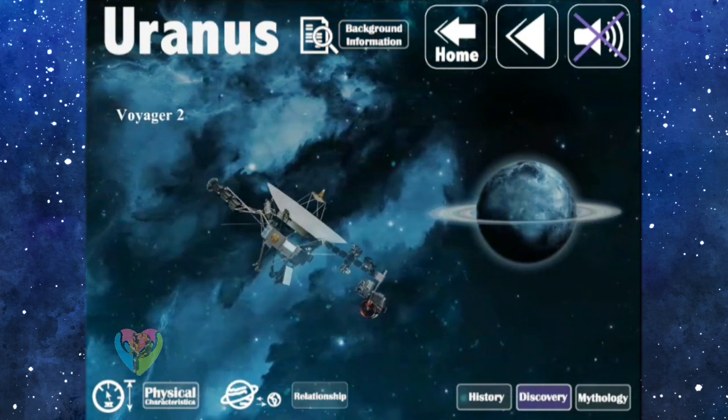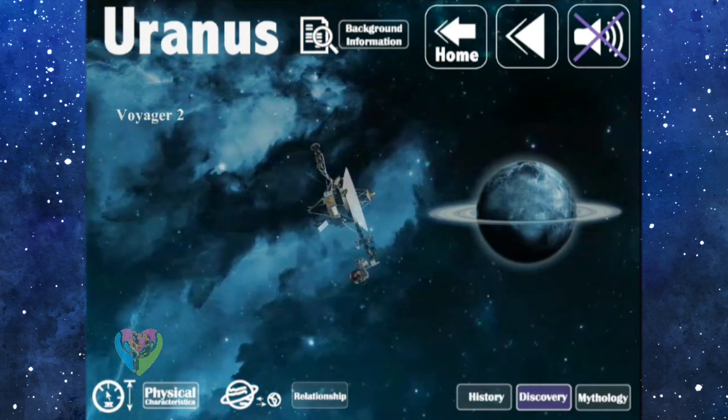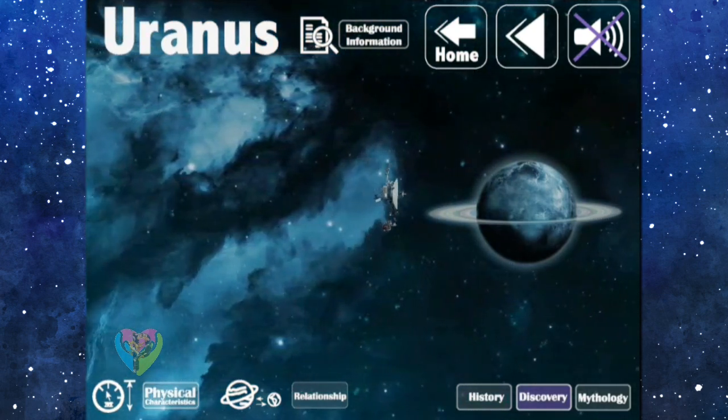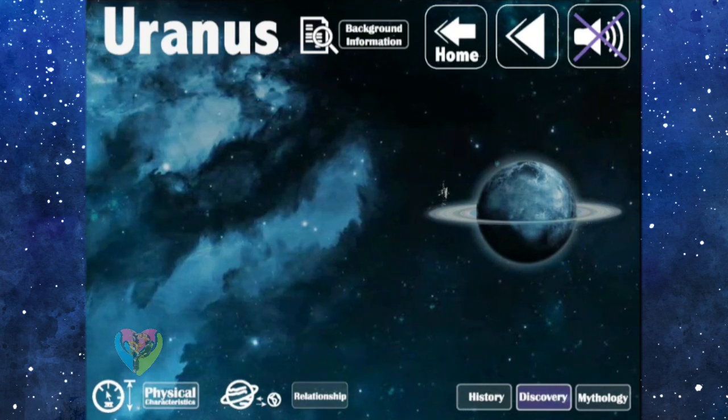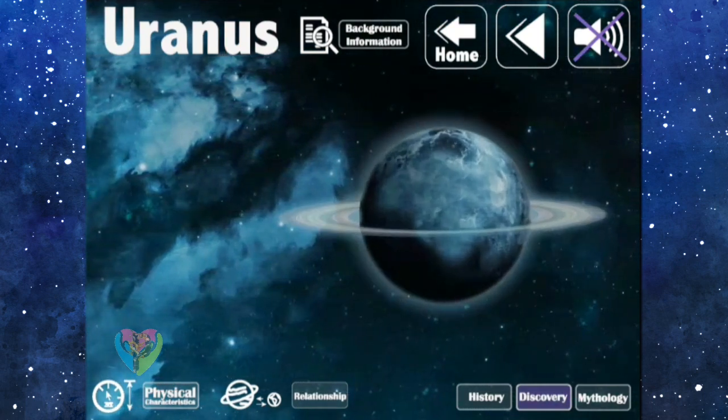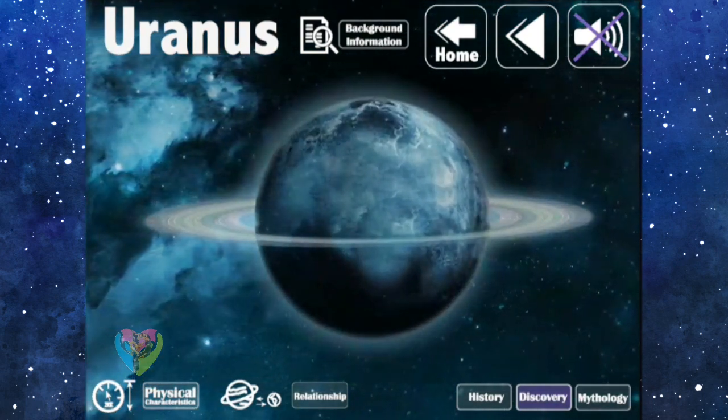Later, in 1986, the spacecraft Voyager 2 flew through Uranus and sent clear images of Uranus with its rings and natural satellites back to Earth.